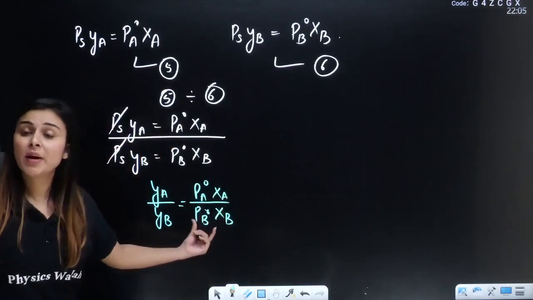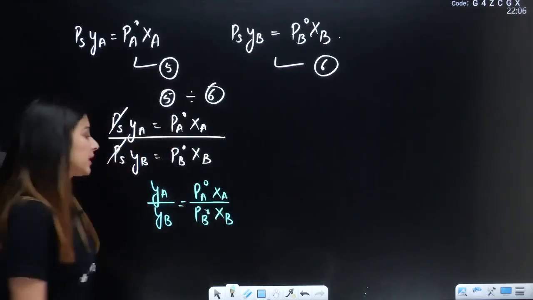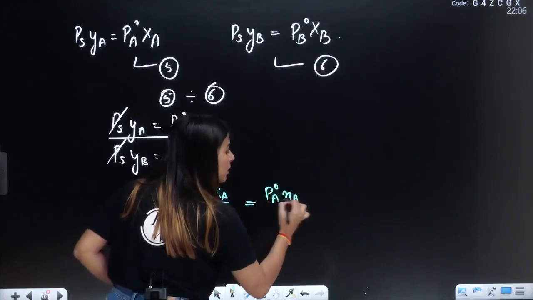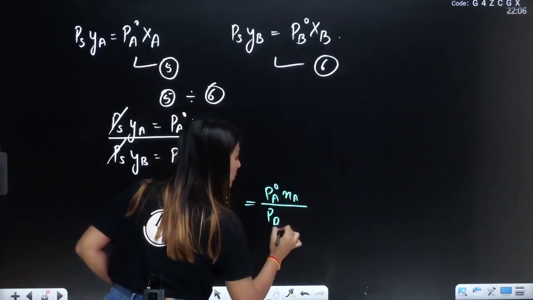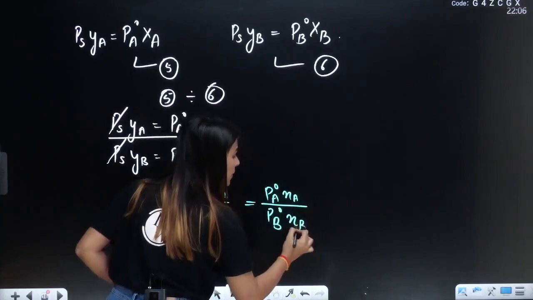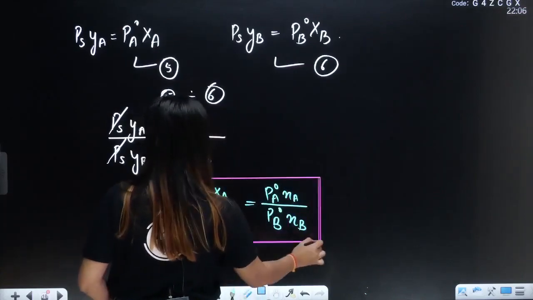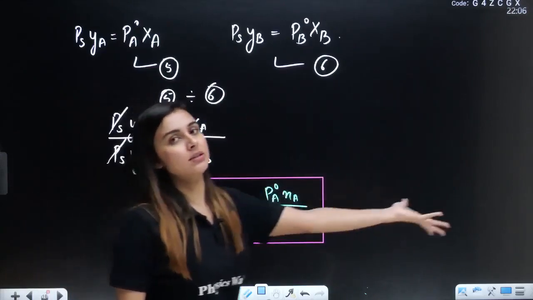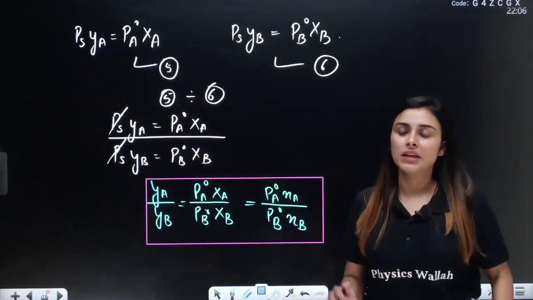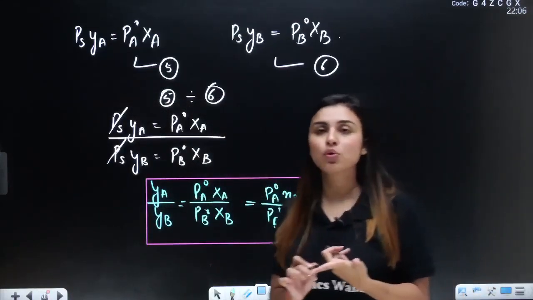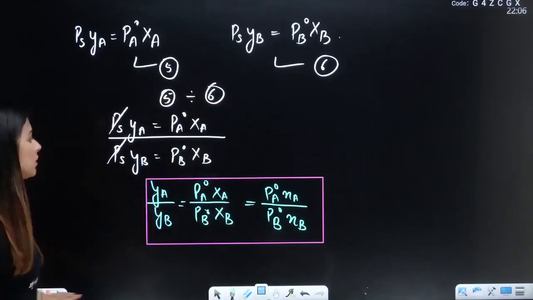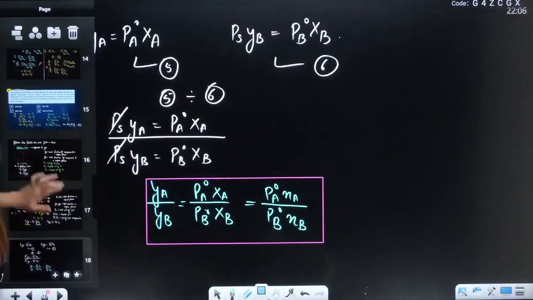Also, my dear students, you actually calculated this. This will be equal to PA naught moles of A upon PB naught moles of B. So this is the expression which you need to use in the numericals. So easy. So easy. If you know Raoult's law, if you know Dalton's law, you can calculate anything and everything. Okay. I'll make you revise all the things again.